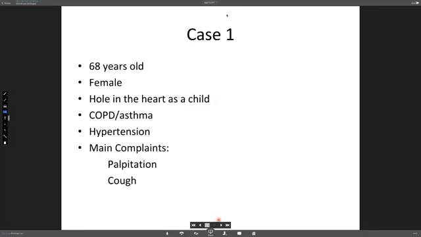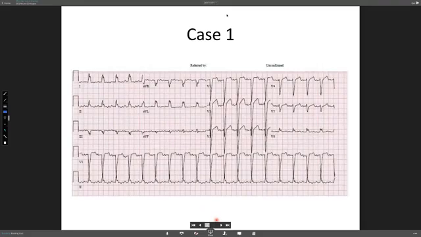Our first case is a 68-year-old female who had a past medical history of COPD, asthma, but also described a hole in the heart as a child, but did not require any intervention. She also had a background of hypertension, presented to the ER with palpitation and cough, and that's her ECG during tachycardia.